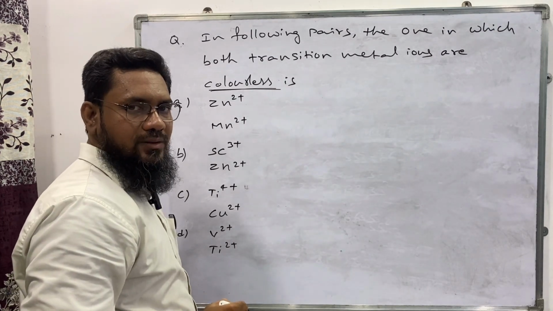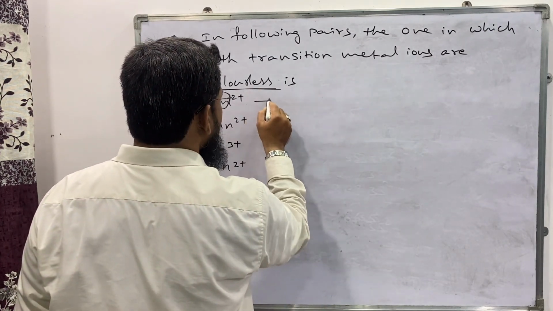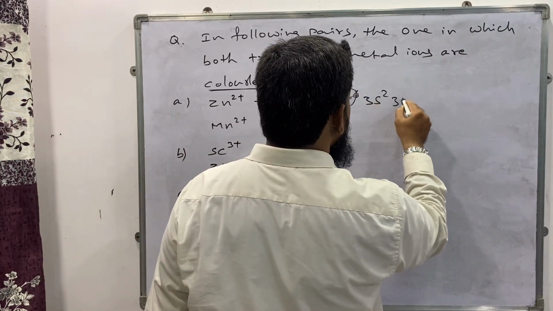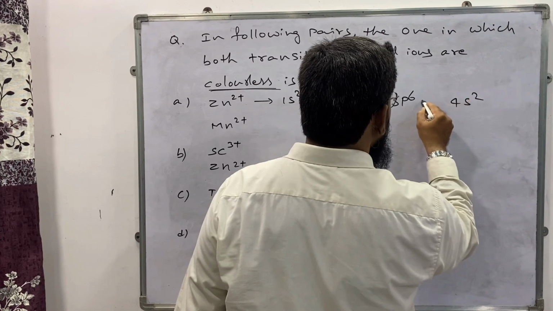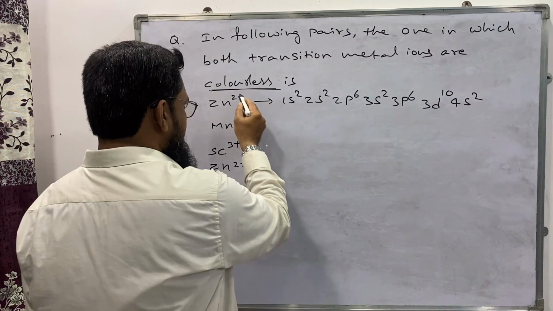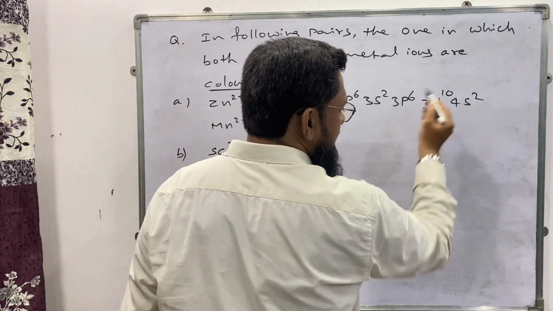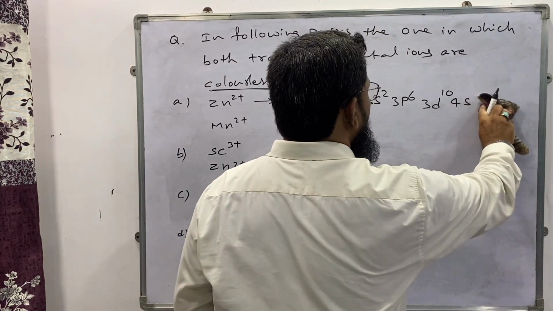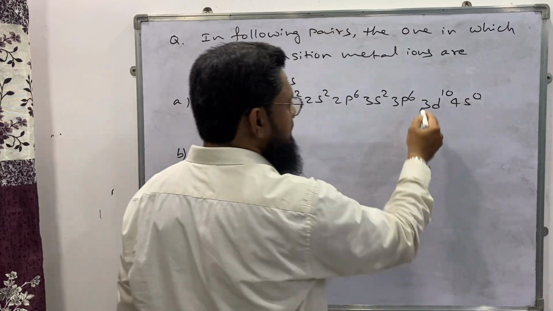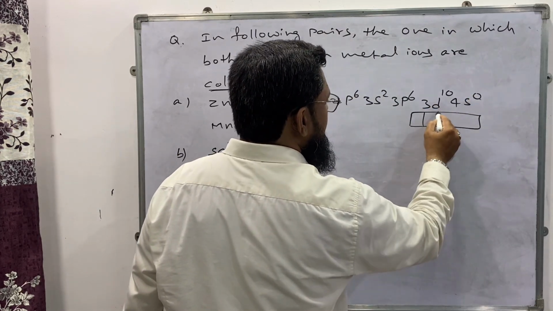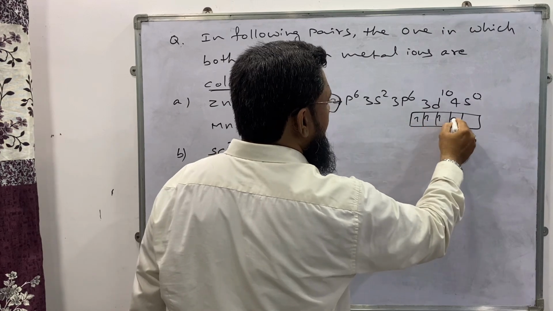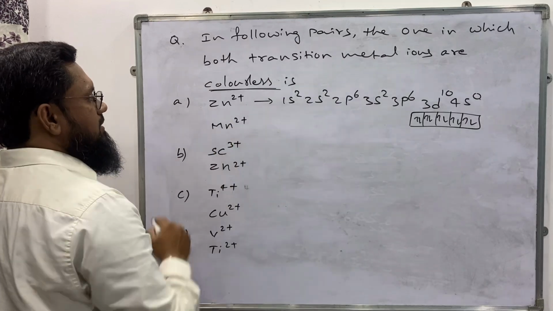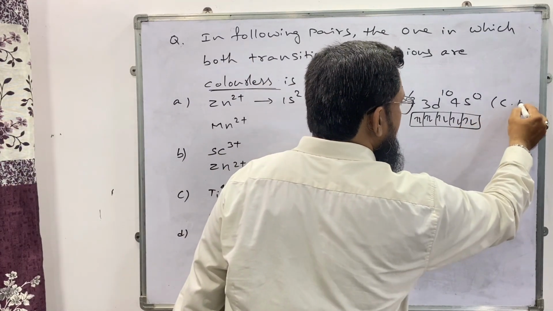You know zinc number is 30. So 30 means configuration here is 1s2, 2s2, 2p6, 3s2, 3p6, 4s2, 3d10. We have to remove the 2 electrons. So from the last orbit we remove the electron. When you remove the electron, here you will have 0 electrons, and if you take the d, in this d we have all the paired electrons, means this is colorless. Okay, so it is colorless.